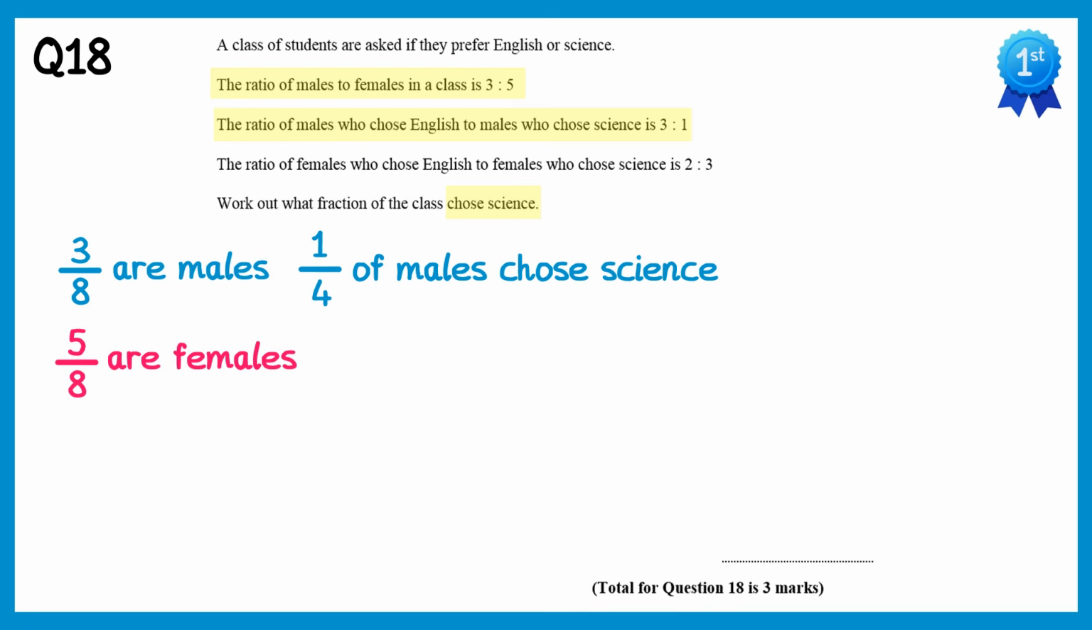If we look at the same idea with females, the ratio of females who chose English to females who chose science is 2 to 3. The second part of that is those that chose science, so that's 3 out of a total parts 5, so 3/5 of females chose science.